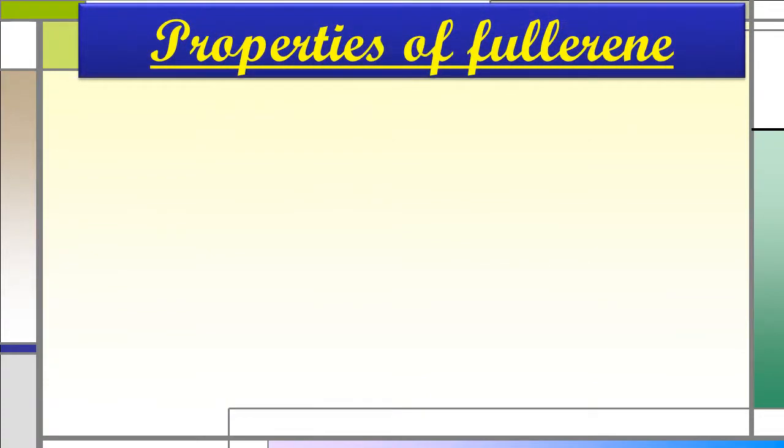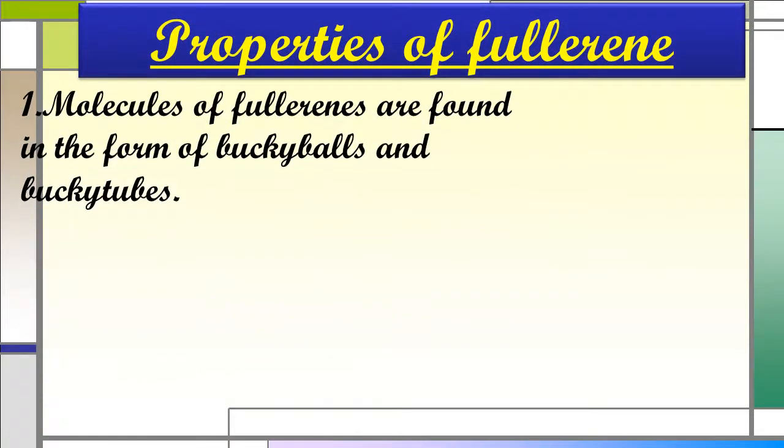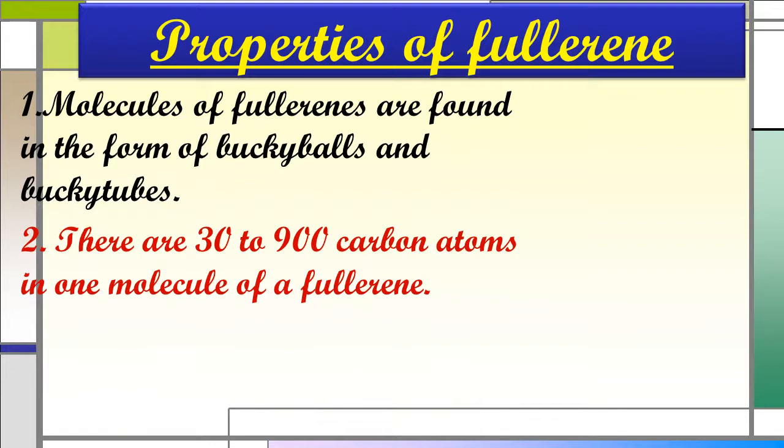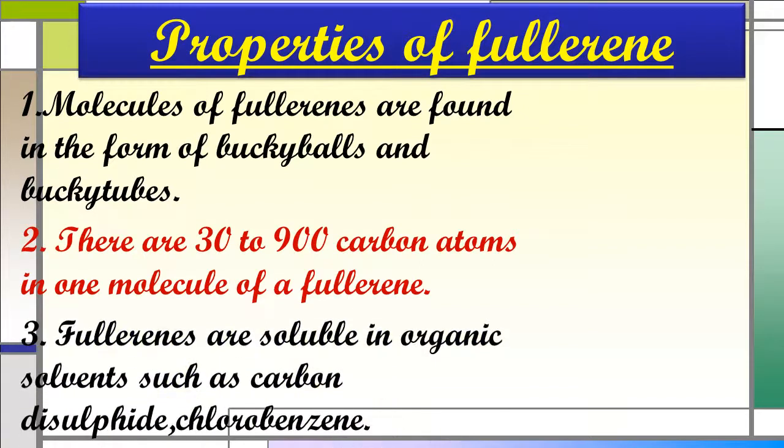Alright, now let's understand the properties of fullerene. The first property is that molecules of fullerenes are found in the form of buckyballs and buckytubes. These buckyballs and buckytubes are hollow molecules containing a large number of carbon atoms in their structure. There are about 30 to 900 carbon atoms in one molecule of fullerene. Fullerenes are soluble in organic solvents such as carbon disulfide and chlorobenzene. Organic solvents are solvents which contain carbon atoms.